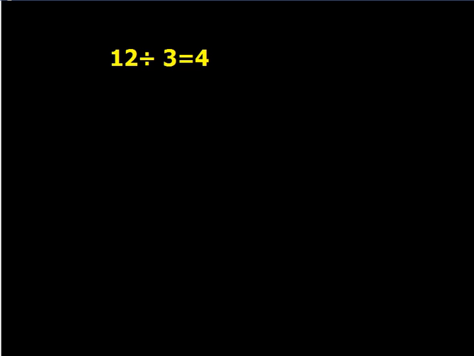So to begin, we'll start out with a simple division equation. We have 12 divided by 3 equals 4. Let's see how that relates to subtraction. So if we do 12 minus 3 four times, we get 0. And here's what the process looks like.